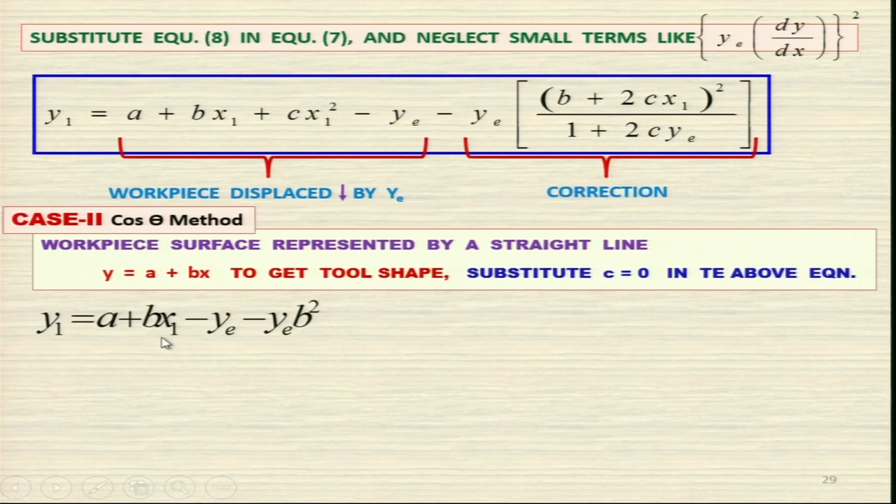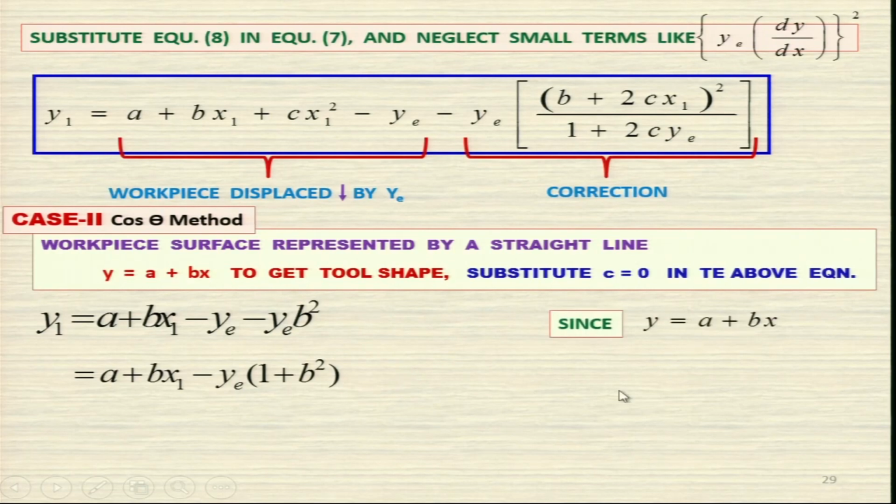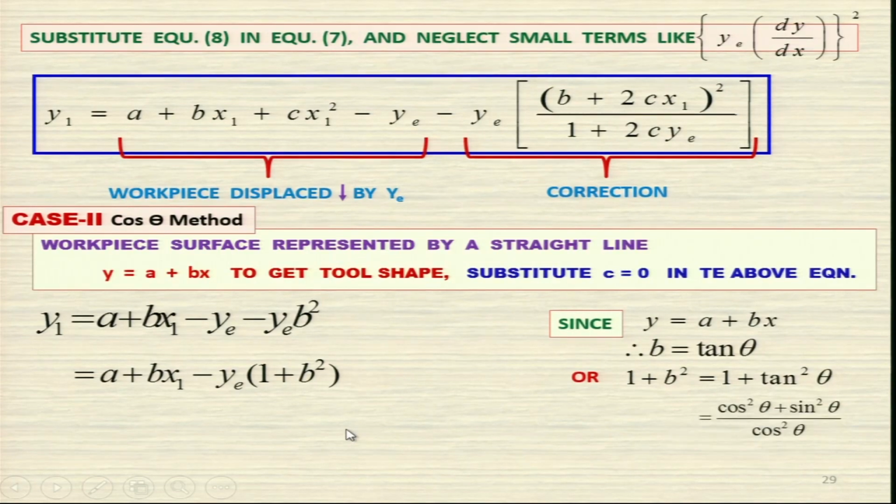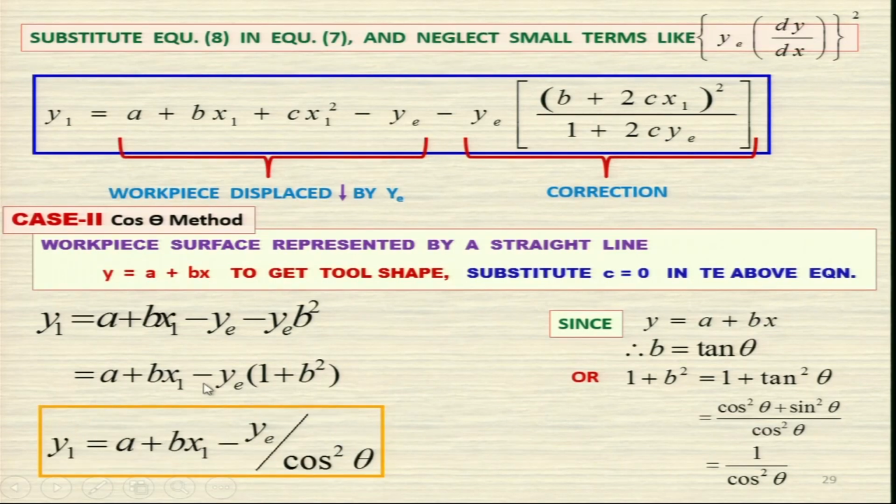So, you get y1 is equal to a plus b x1 minus y_e times (1 plus b square) to the power half. You simplify this equation, you get this equation. Since y is equal to a plus bx, b is equal to tan theta, or 1 plus b square is equal to 1 plus tan square theta. So, you can use this. You can simplify tan theta equal to sin theta over cos theta, you get cos square theta plus sin square theta divided by cos square theta. So, you get 1 over cos square theta. So, here this equation can be simplified as y1 is equal to a plus b x1 minus y_e over cos theta.